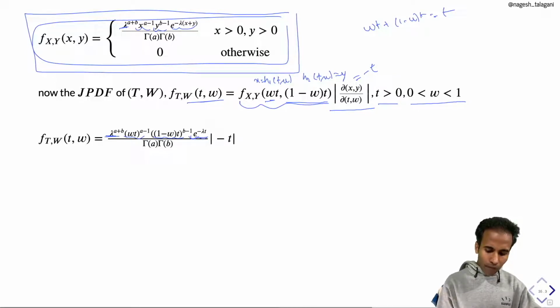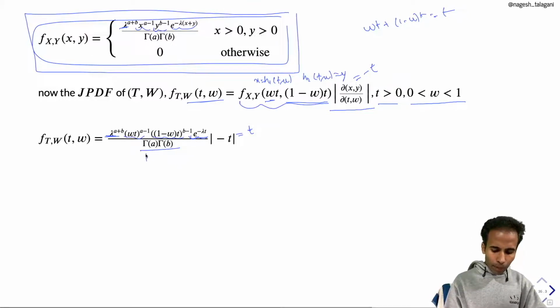And the modulus of the Jacobian is minus t, right? So mod of minus t, by gamma a times gamma b. So this is going to be equal to t, because t is positive. Now here let me multiply and divide by gamma a plus b.